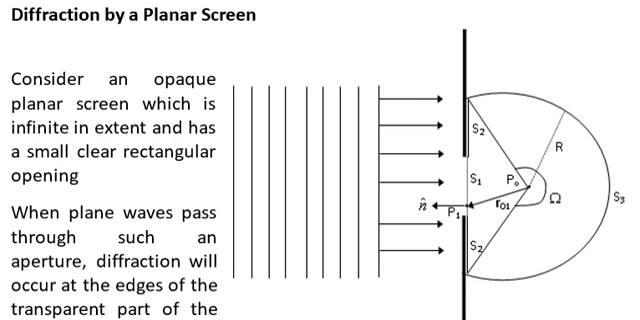Consider an opaque planar screen which is infinite in extent and has a small clear rectangular opening. So actually in two-dimensional space this is a rectangular opening, but you know that in a one-dimensional picture we cannot show the rectangular opening. So this is actually a gap between the two opaque regions. So in principle this is a rectangular aperture.